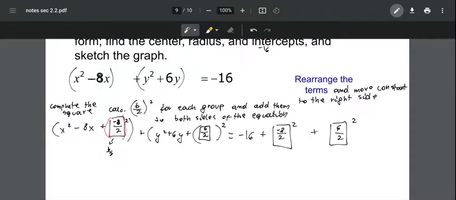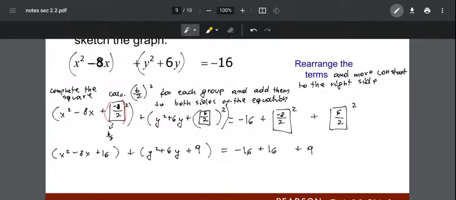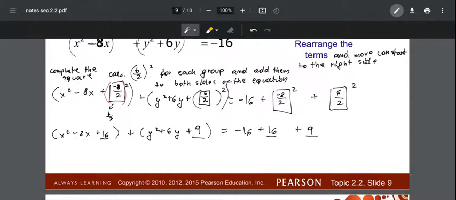So completing the squares, let's just simplify that. We have x squared minus 8x, negative 8 divided by 2 is negative 4 to the second power. So that will give us 16, plus y squared plus 6y plus 6 over 2, it's 3 to the second power. That will give us 9, equals negative 16 plus 16 plus 9. Okay. So like you see, it's (b over 2) squared for each group. When you have that, next you have to factor the left side.